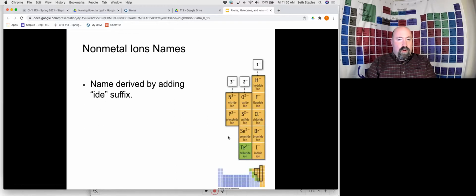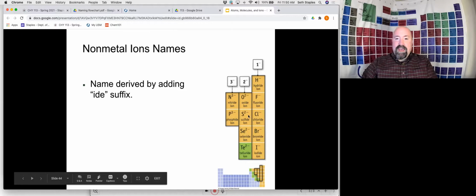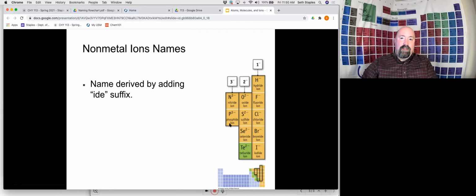So as I mentioned before, now we're just going to add the -ide on for negatively charged ions. Hydrogen's weird. Hydrogen can form a +1 or a -1. Again, for reasons we'll talk about later, don't really worry about the why so much for now. But if hydrogen forms a negatively charged ion, it's called hydride. Fluoride, chloride, bromide, iodide, and so forth. Oxide, sulfide, selenide, nitride, phosphide, as opposed to phosphorus, and so on.